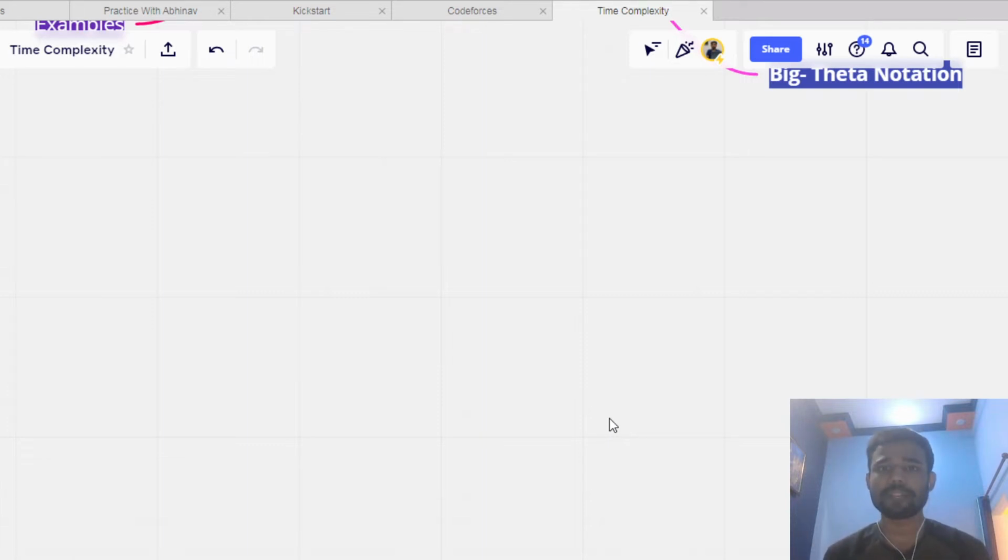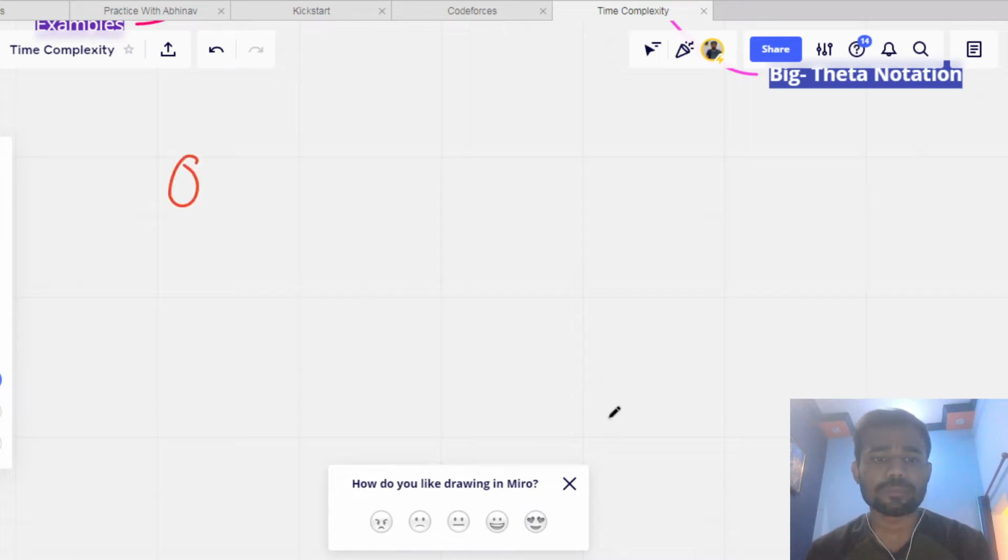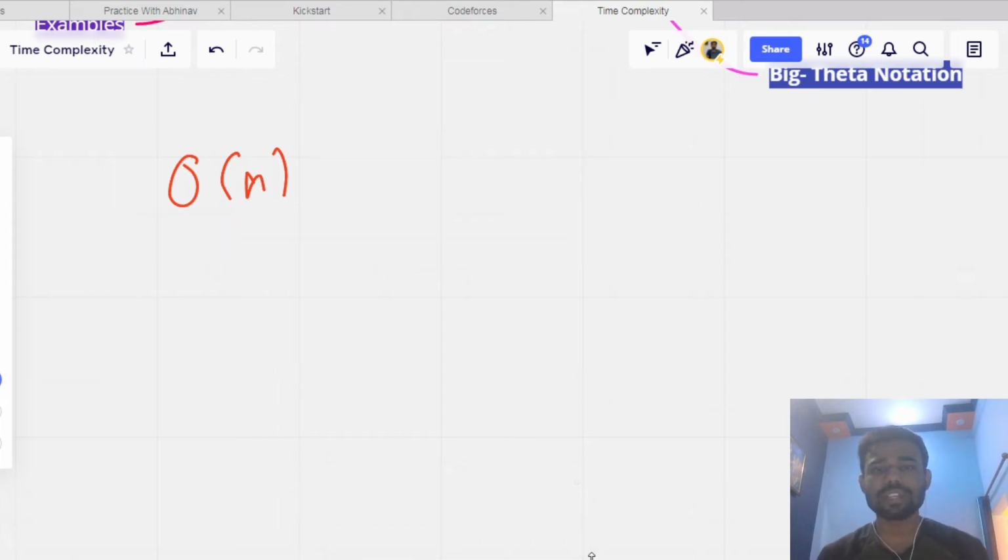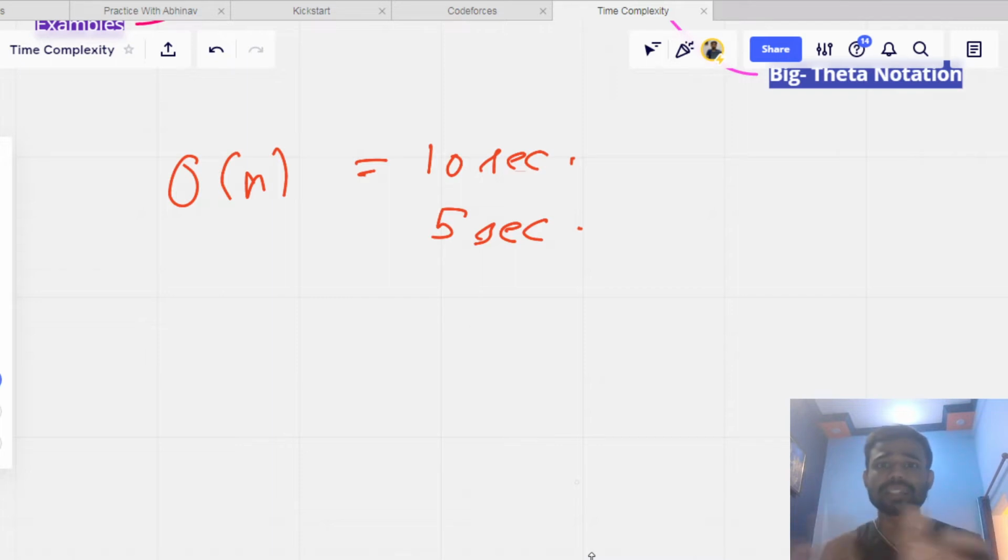Okay, for example, if I say that the time complexity of a particular given algorithm is O(n), I'm not telling you that it is 10 seconds or it is 5 seconds, because time complexity doesn't tell you the time taken by the algorithm. It is basically the relation between the time taken and the input, or you can say the estimation of time taken. Fine. So let's take an example.